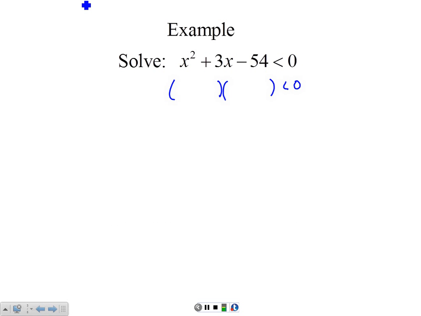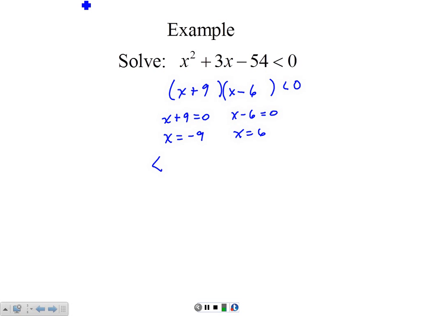And so we're going to have x and x plus and minus, and then we have to think what can we multiply together to get 54, but add together to get 3, and I'm thinking 9 and negative 6. And so now what we're going to do is we're going to turn this into equations. So you're going to have x plus 9 is equal to 0 and x minus 6 is equal to 0. And so you're going to have x is equal to negative 9 and x is equal to 6.